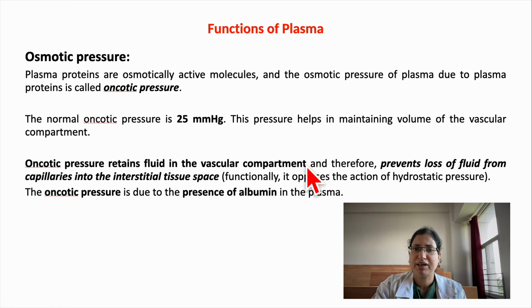Now the most important part is coming, that is the functions of plasma proteins. What are the functions? First, osmotic pressure. The plasma proteins are osmotically active molecules, and the osmotic pressure of plasma due to plasma protein is called oncotic pressure. The normal oncotic pressure is 25 mm of mercury. This pressure helps in maintaining the volume of the vascular compartment. So oncotic pressure retains fluid in the vascular compartment and therefore prevents loss of fluid from capillaries into the interstitial tissue space. Functionally, it opposes the action of hydrostatic pressure.